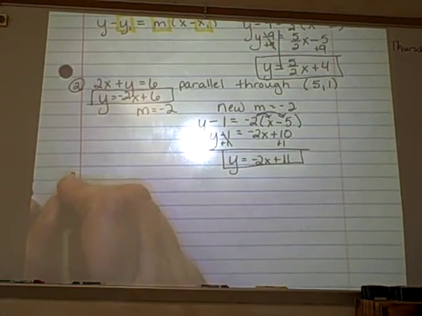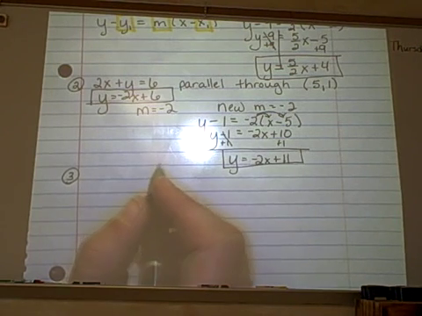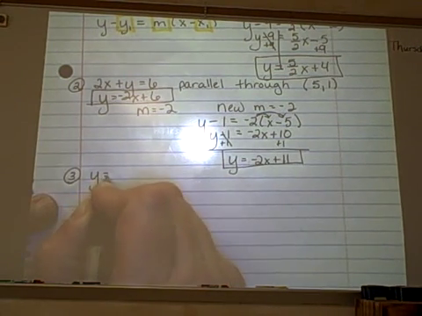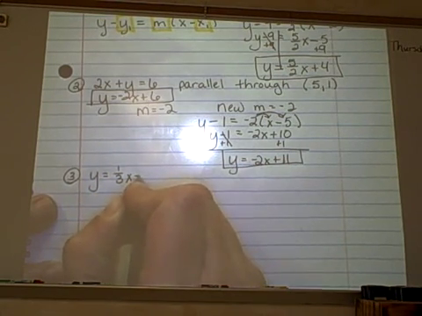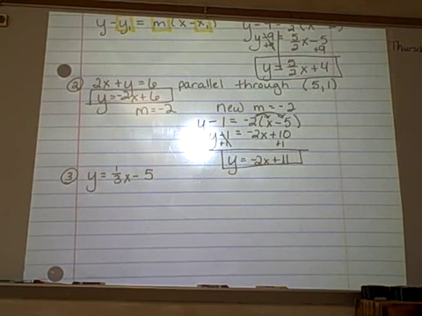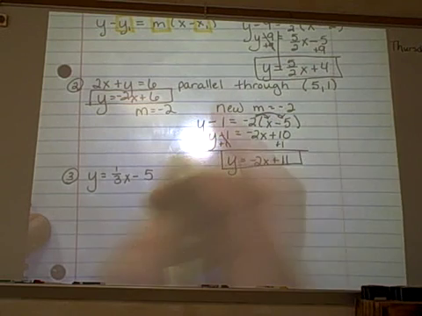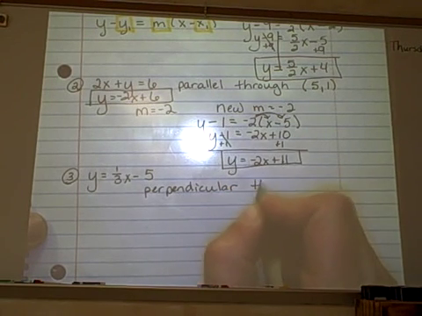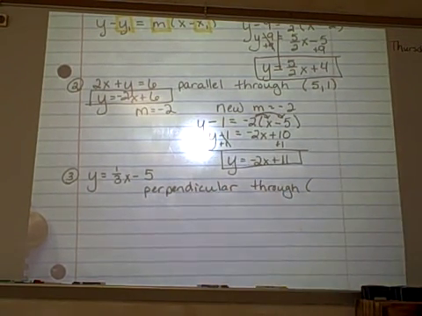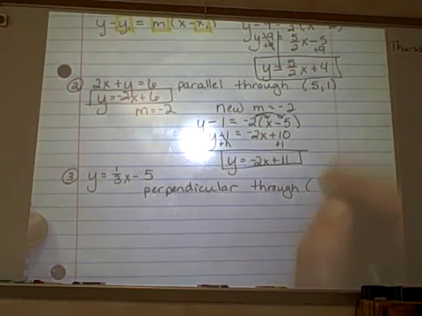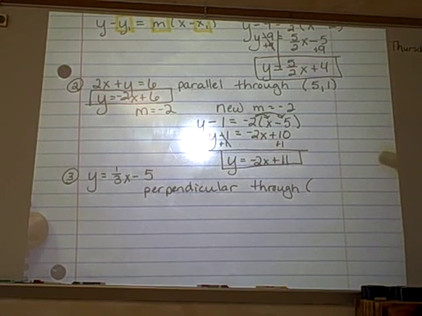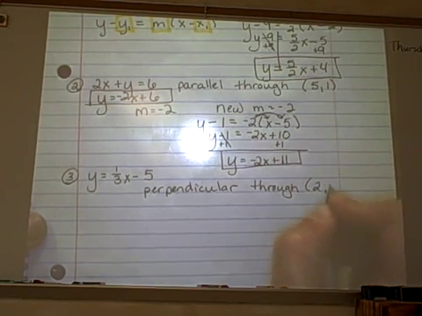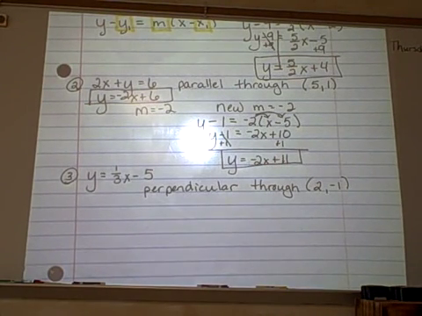Okay, so number 3. Y equals 1/3 x minus 5. Hold on just a second. I'm going to fix this. I want it perpendicular through 2, negative 1. Perpendicular through 2, negative 1.